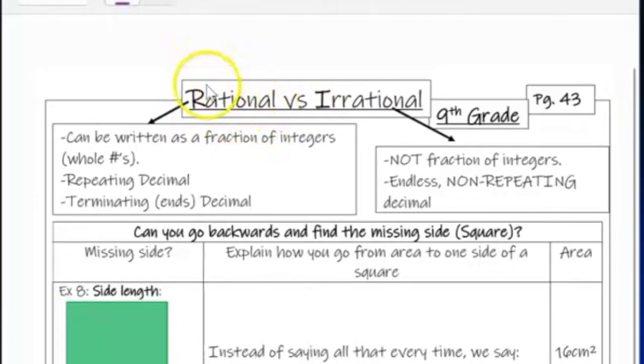We're going to take a look at rational versus irrational numbers. So let's start with rational. What does that mean? Three things in order for it to be rational. It can be written as a fraction of integers. That means also whole numbers.